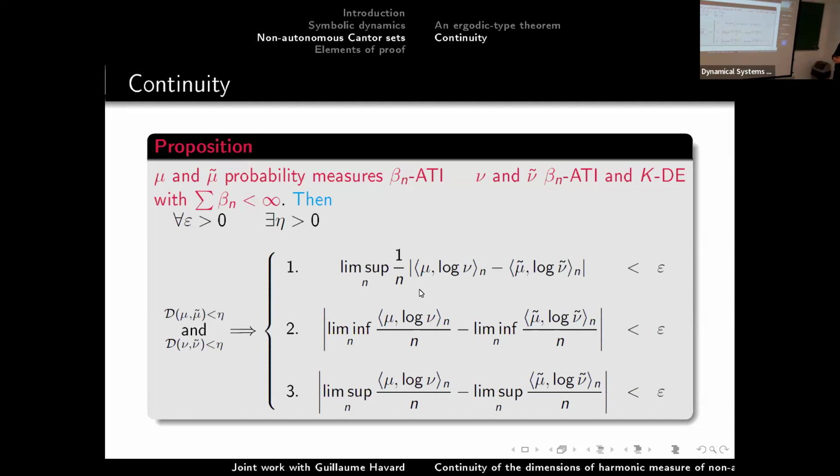I'm not convinced. What the previous theorem said is that this is the limit infimum of h_n of mu over c_n of mu. Okay? For mu tilde, of course, the same thing.